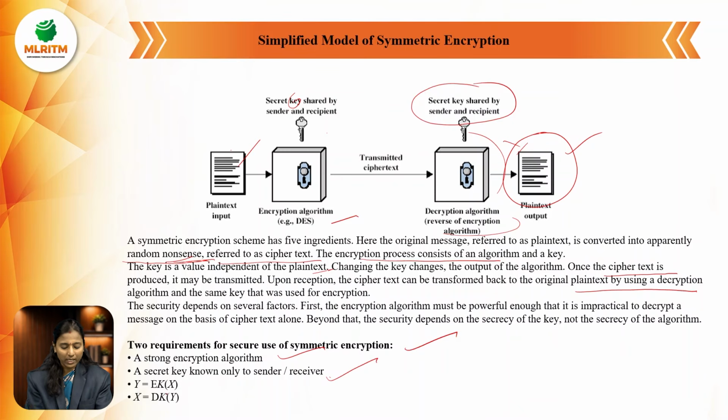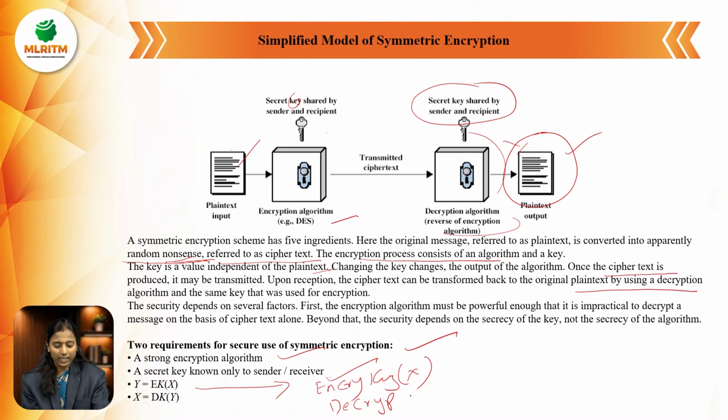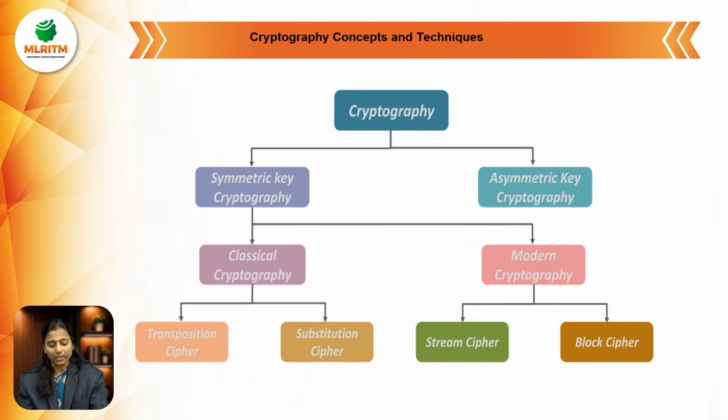Here, EK of X, DK of X. EK is the encryption key of X, and the decryption key. Encryption key of K, decryption key of Y. Okay, these are the two requirements we can use for the model of symmetric encryption.